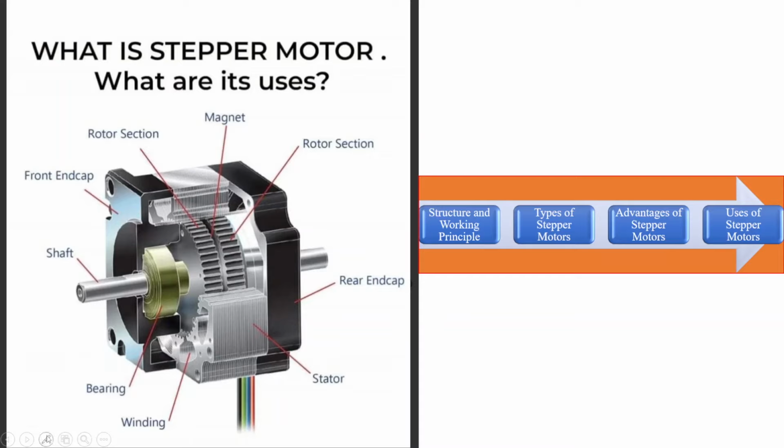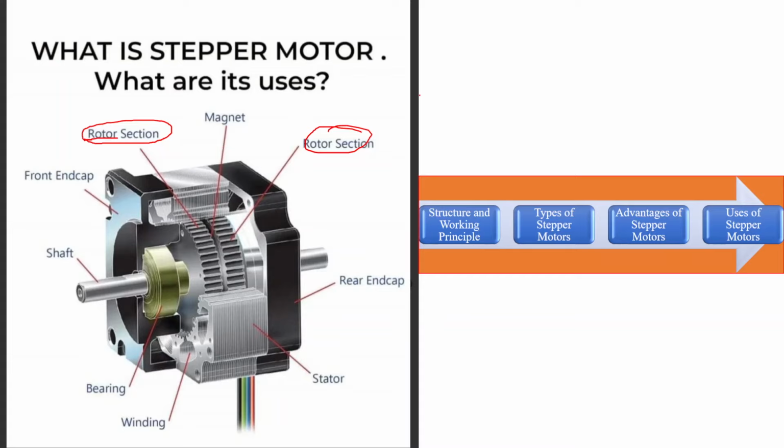Here the word is given rotor section. The rotor means the rotating part of the stepper motor. The rotor section of a stepper motor is the moving part that rotates when the motor is energized. It typically includes components such as teeth, poles, or permanent magnets that interact with the electromagnetic fields generated by the stator to produce the rotational movement.